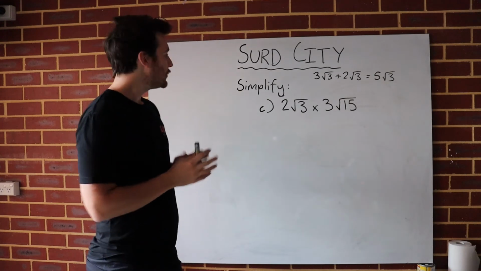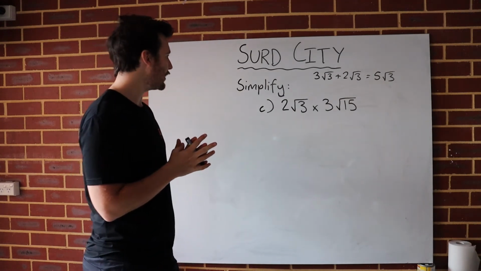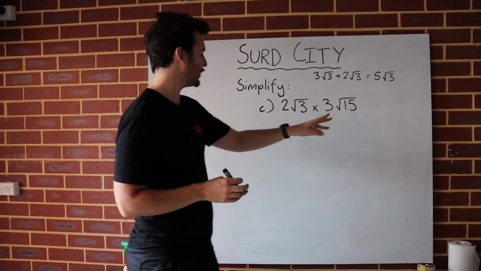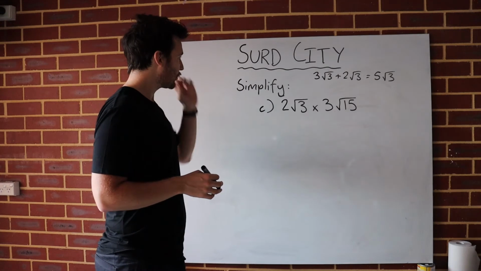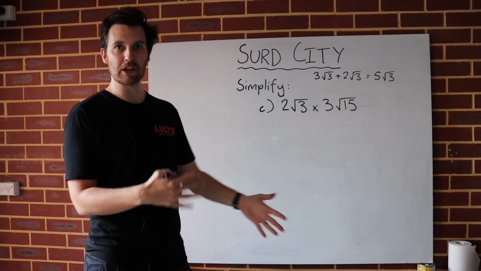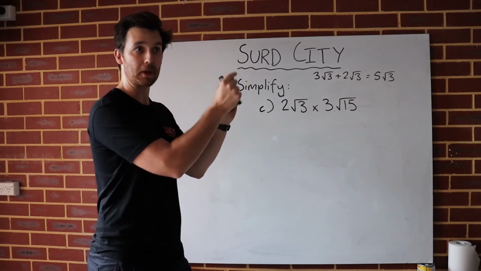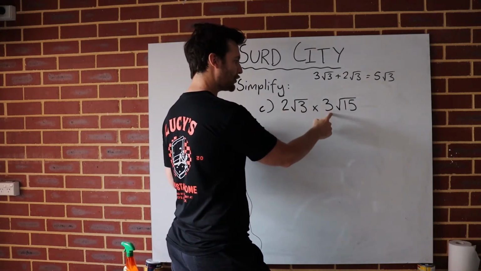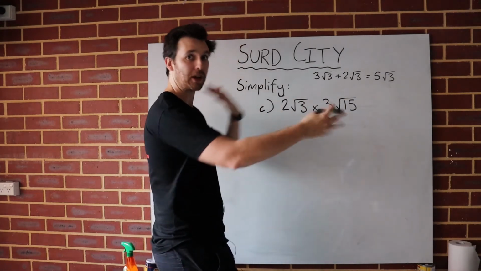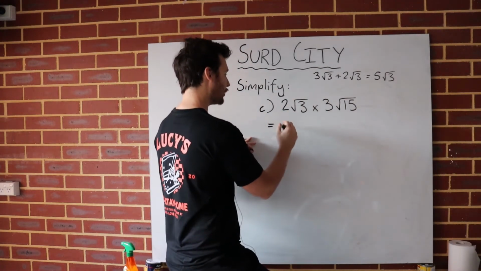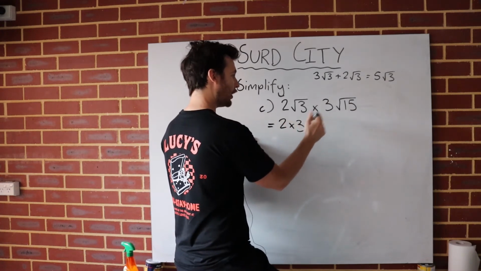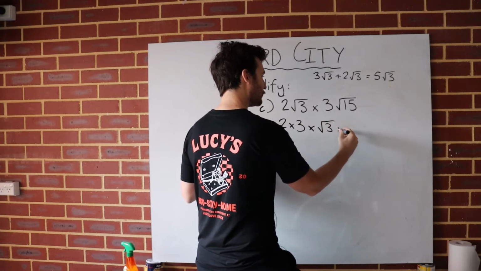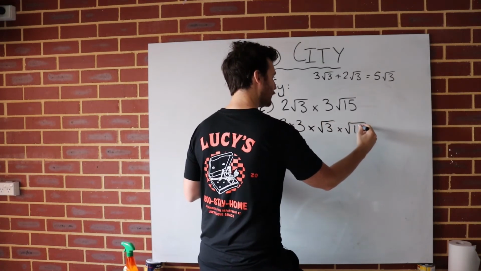Alrighty, last question. So this throws a little bit of multiplication into the mix. This time we've got 2 square root of 3 multiplied by 3 square root of 15. Remembering that when we multiply, we can really write the numbers in any order that we want to, as long as they're being multiplied by one another. So this really reads as 2 times the square root of 3 times 3 times the square root of 15. So it's multiplied all together. I'll write it as 2 multiplied by 3 multiplied by the square root of 3 multiplied by the square root of 15.